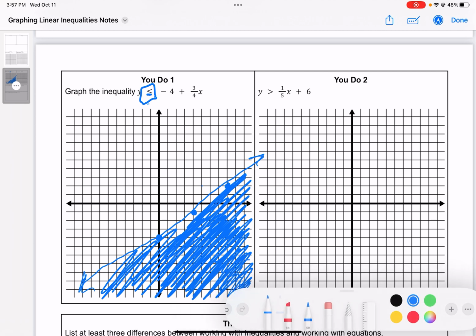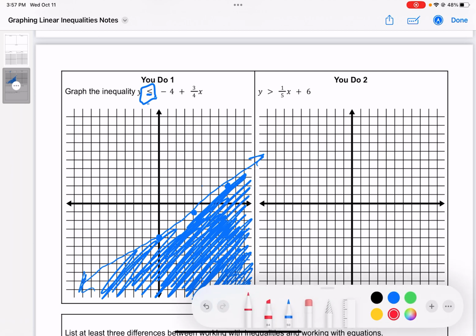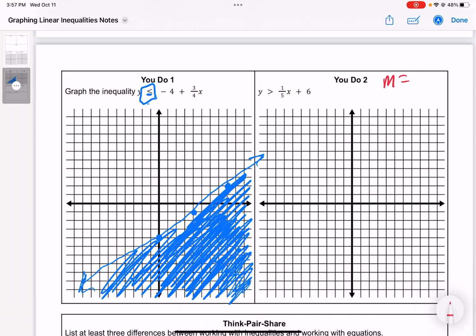Now let's do the next one. Again, I'll go pretty quick. My slope is 1/5. My y-intercept b is 6. So I'm going to start at 1, 2, 3, 4, 5, 6. Up 1 over 5. Up 1 over 5.